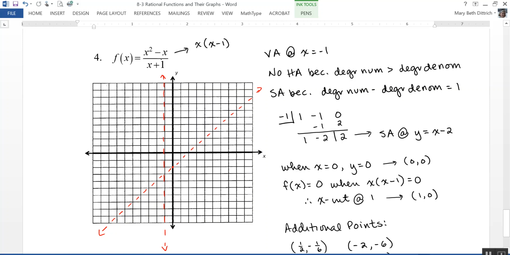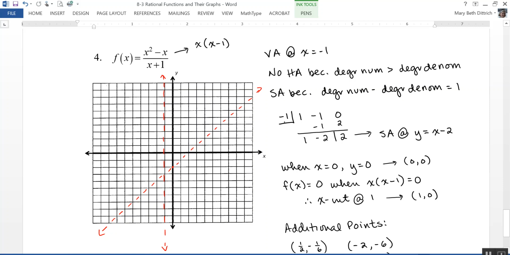However, I am going to have a slant asymptote because the degree of the numerator minus the degree of the denominator equals 1. Degree of the numerator is 2, degree of the denominator is 1, 2 minus 1 is 1. So I have to do a little division. I basically have to do x squared minus x divided by x plus 1. And if you recall from a couple chapters ago, we can do this since the leading coefficient of my denominator is 1. I can go ahead and do this using synthetic division.